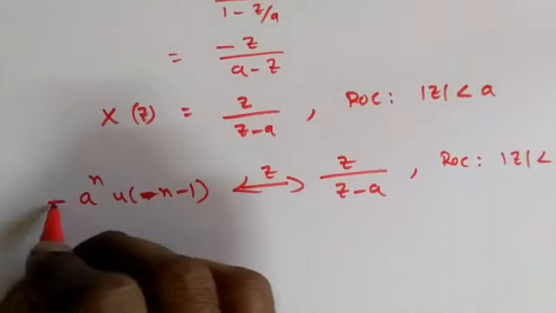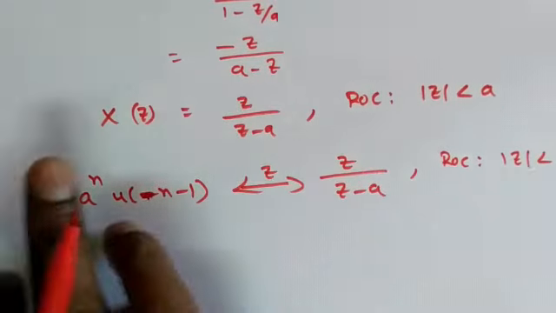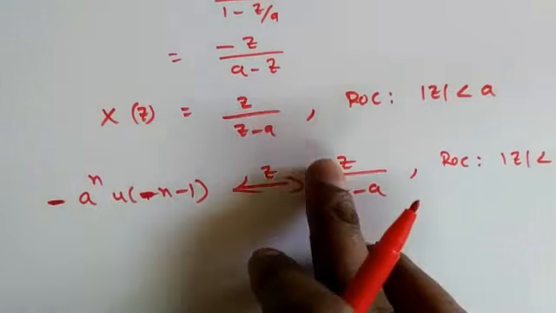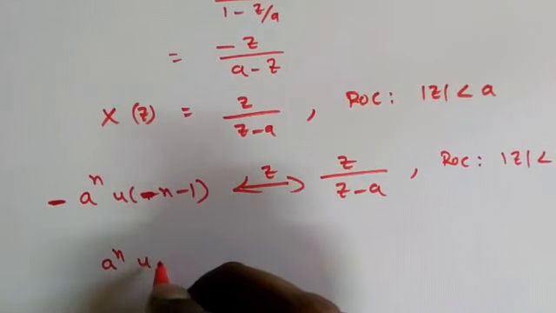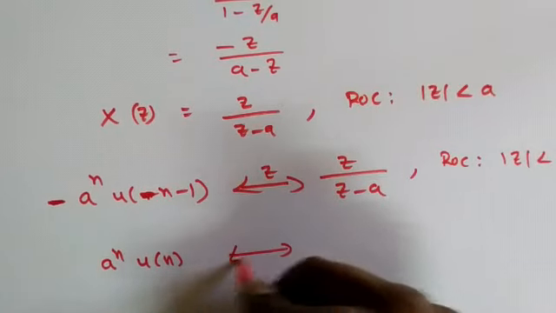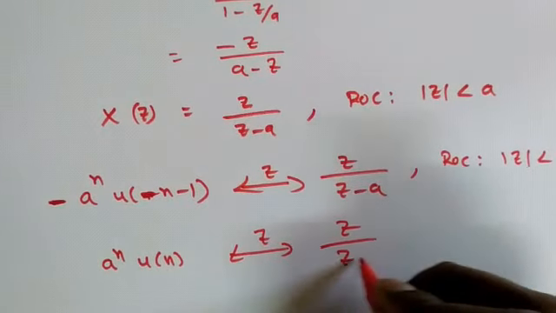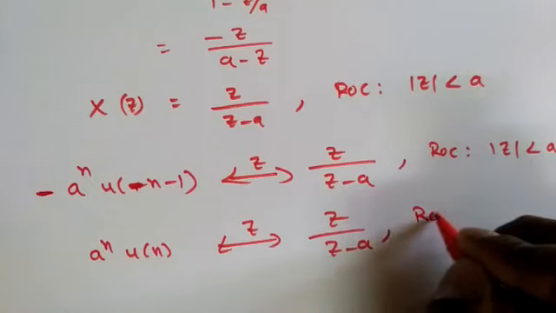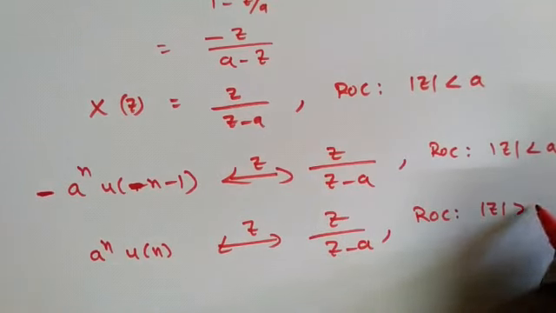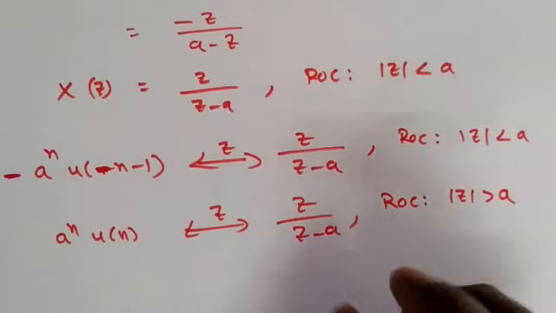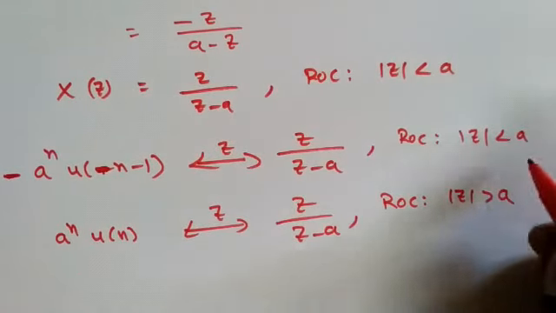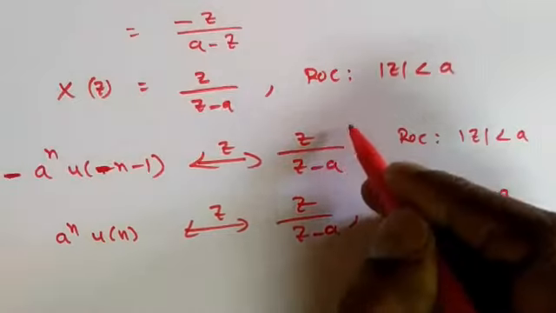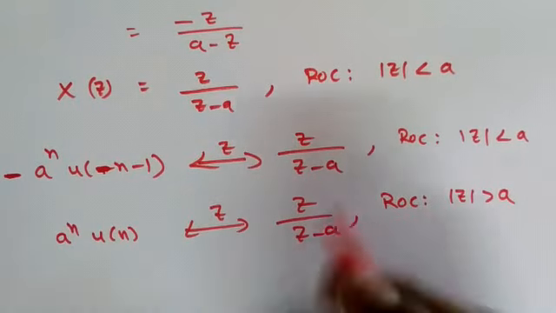Now see, whenever we are having minus, we are getting plus. Suppose this minus is not there, we'll get minus here. Just remember. Now if I compare with this one, a power n u of n, what is the z transform? We got z by z minus a only, but the ROC was mod z is greater than a, right? So what is the difference we are getting? Only the ROC, we are getting different values of z. This will converge, this will converge, right?